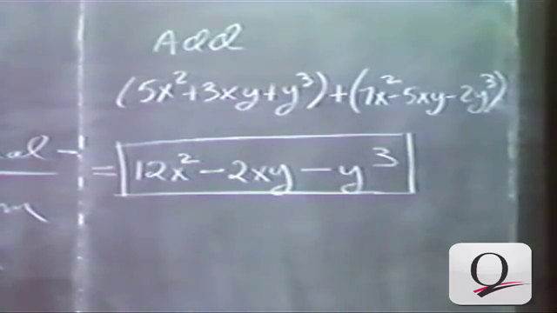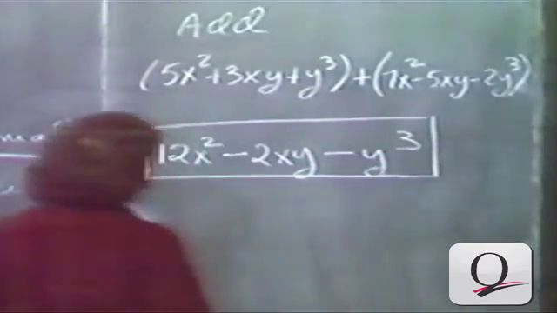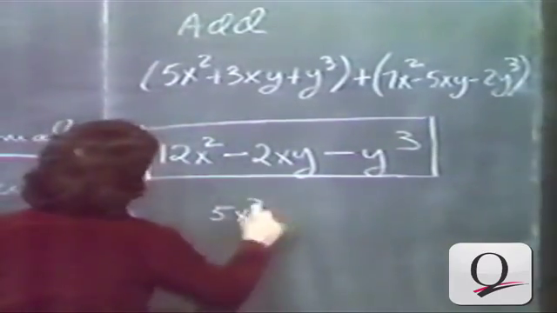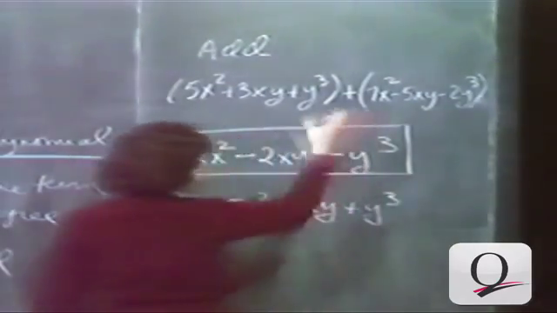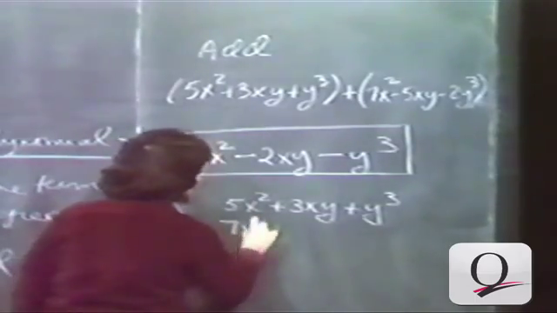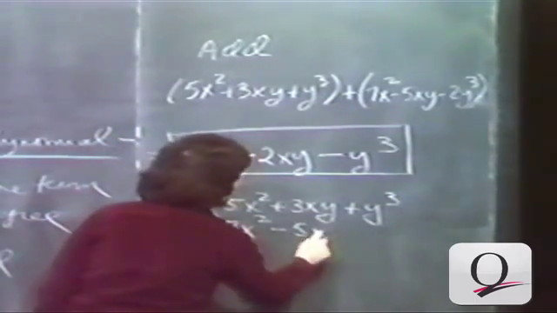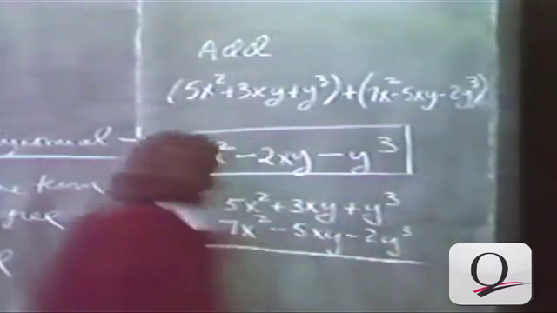Okay, by the way, you could also add these polynomials in a vertical fashion rather than horizontally. To do that, you would add them up vertically, trying to put the like terms underneath each other. So, for example, we'd have 7x squared minus 5xy minus 2y cubed. Some people find it a little easier to do it this way.